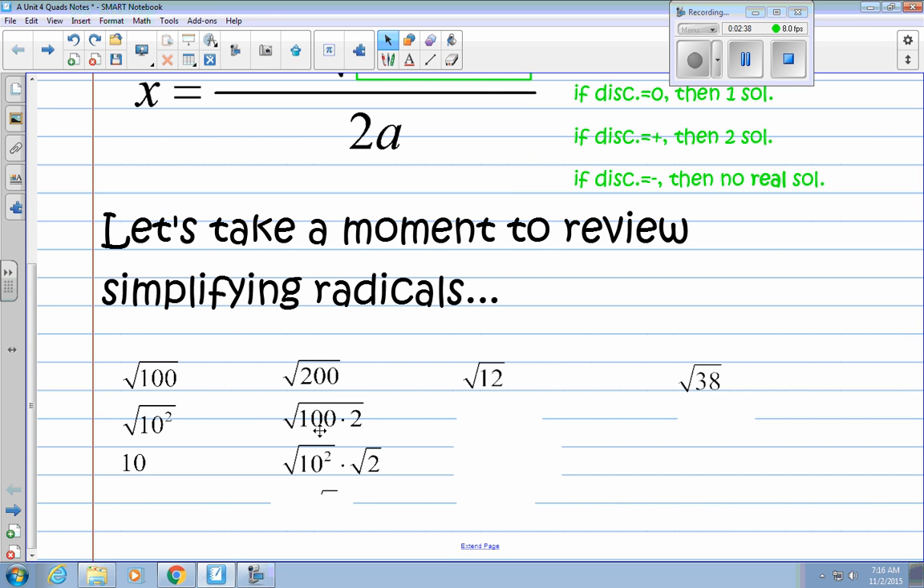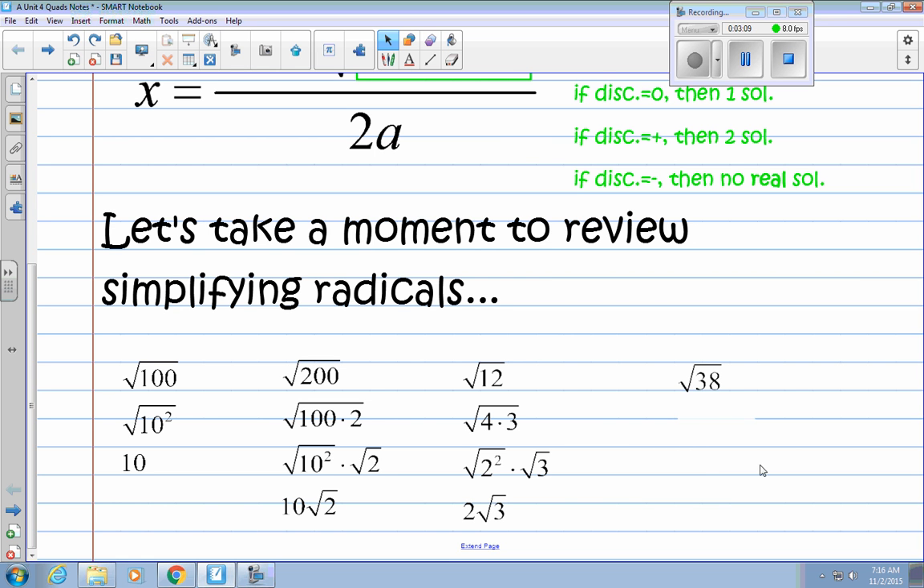So we can call this 100 times 2, and we can take the square root of 100, which is how we get 10 on the outside. And since we cannot take the square root of 2, we don't get a whole number, so we leave that inside the radical. Same thing here, we want to rewrite 12 as the product of a perfect square and another factor, and really the biggest perfect square that we have. And so we get 2 squared times the square root of 3, which gives us 2 radical 3.